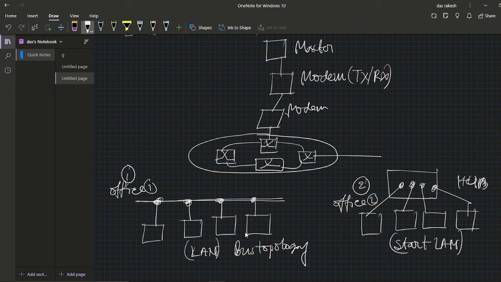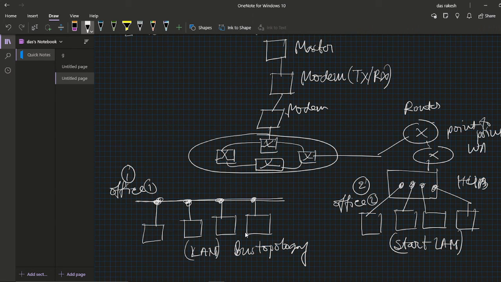the network is first connected to the router. So this is the symbol of a router in networking, okay. This is a router, and from this router another router is connected, and through this router a hub is connected, and this is known as point to point WAN. From this router to this router, this is known as point to point WAN, okay, because these are coming from this WAN network.